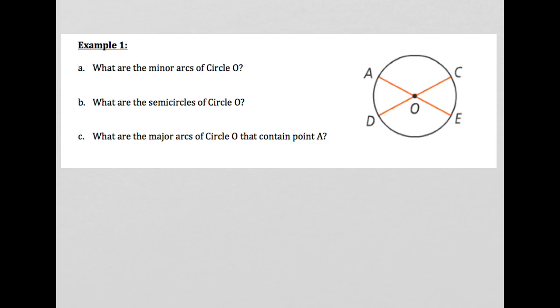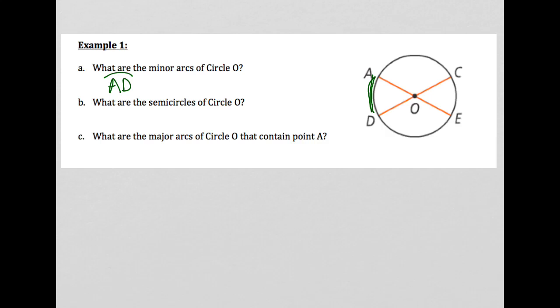So, example 1. What are the minor arcs of circle O? Usually we'll talk about a circle A or circle O in this case, where O is the center of that circle. So, what are the minor arcs of circle O? Well, this arc right here, AD, that looks like less than a semicircle, right? So that would be a minor arc.